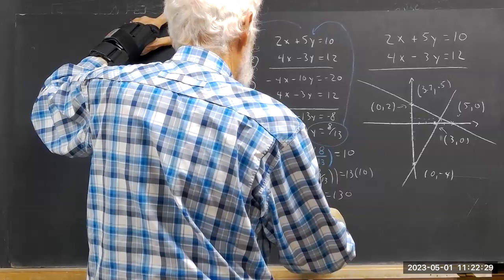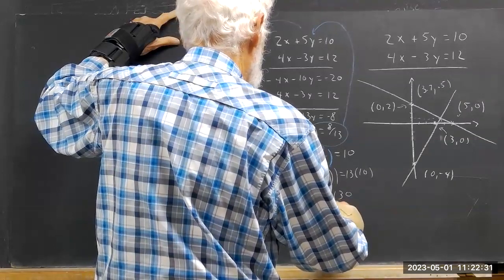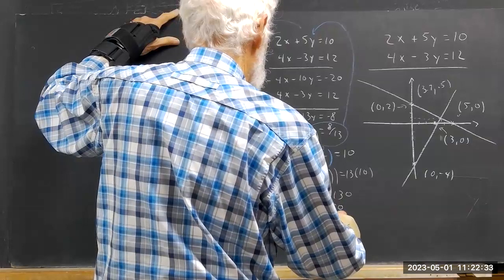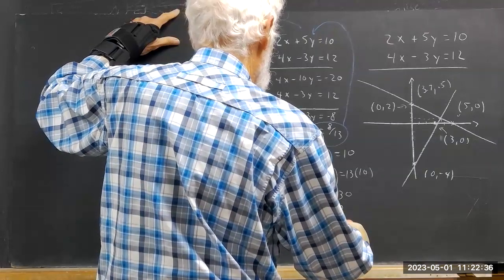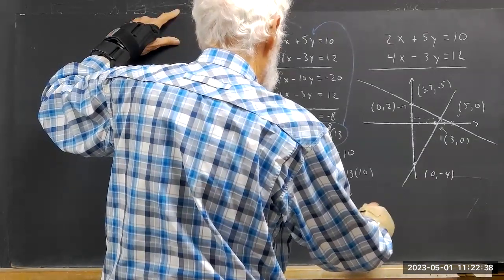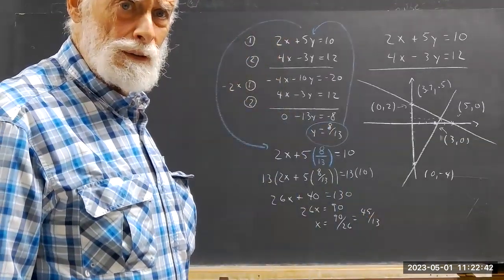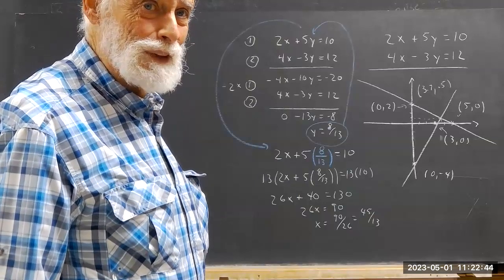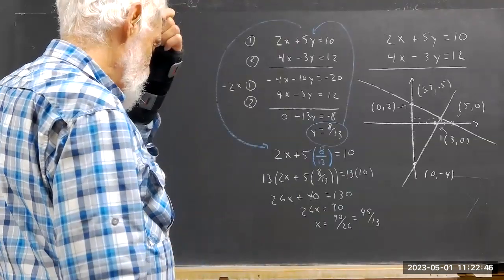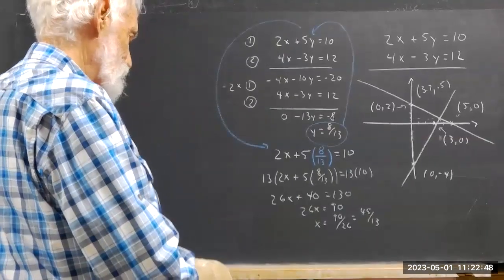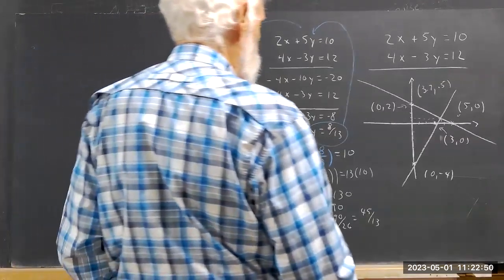So that 26x equals 90, and x equals 90 over 26, which reduces down to 45 over 13. Did I get it right? Okay, good. This is a good day for me.